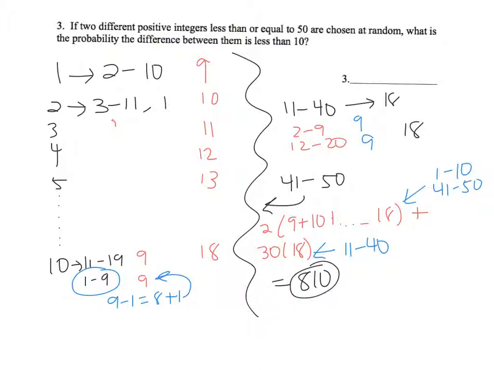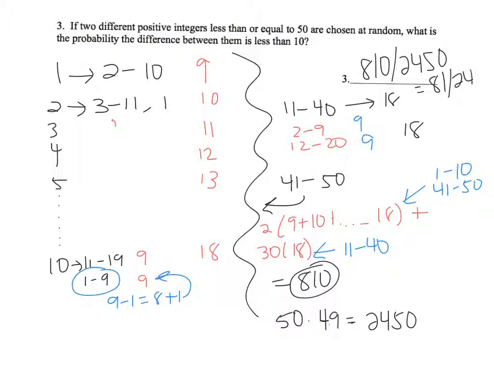Now I need to figure out how many different ways there are to choose 2 different numbers. Well, there's 50 options for the first number and 49 options for the second number, which is a total of 2,450. My probability then is 810 out of 2,450, or 81 out of 245.